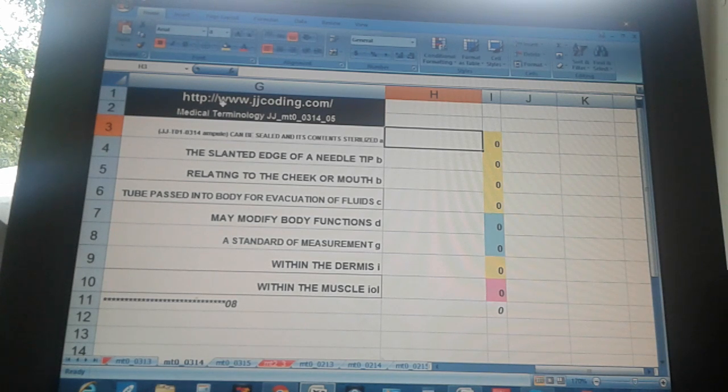Can be sealed and its contents sterilized. Ampule. The slanted edge of a needle tip. Bevel, with a V. Relating to the cheek or mouth. Buccal. Tube passed into body for evacuation of fluids.